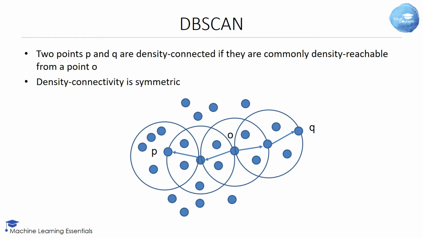Finally, 2 points P and Q are density connected if they are commonly density reachable from a point O. You can see this illustrated in the figure at the bottom. Note that density connectivity is a symmetric measure.